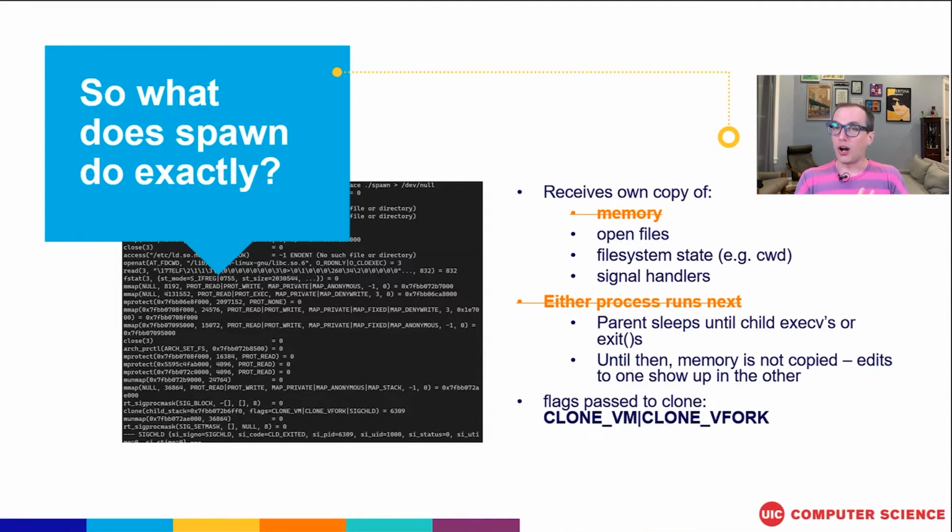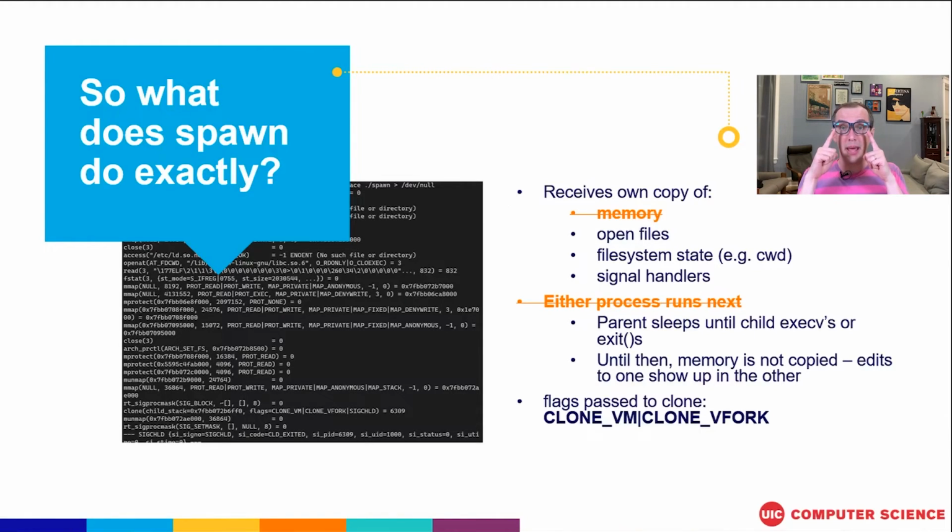When spawn calls clone, it does not receive its own copy of the memory. It does receive its own copy of the open files, its own copy of the file system state and the signal handlers. But the other important part here is that when the clone call within POSIX spawn happens, you end up with two different processes. They are both using the same memory addresses. So we got these two different processes. They're both pointing at the same memory.